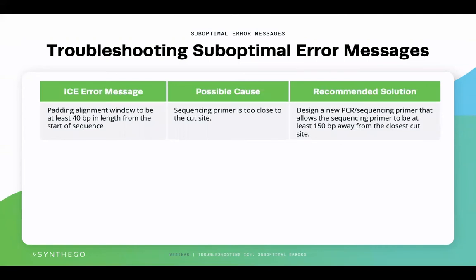The first one reads, padding alignment window to be at least 40 base pairs in length from the start of the sequence. This is caused by the primers being too close to the cut site and not allowing the Sanger sequence reaction to stabilize. This can be fixed by redesigning your primers and adjusting the space between primers and cut site to be at least 150 base pairs away from the guide sequence.